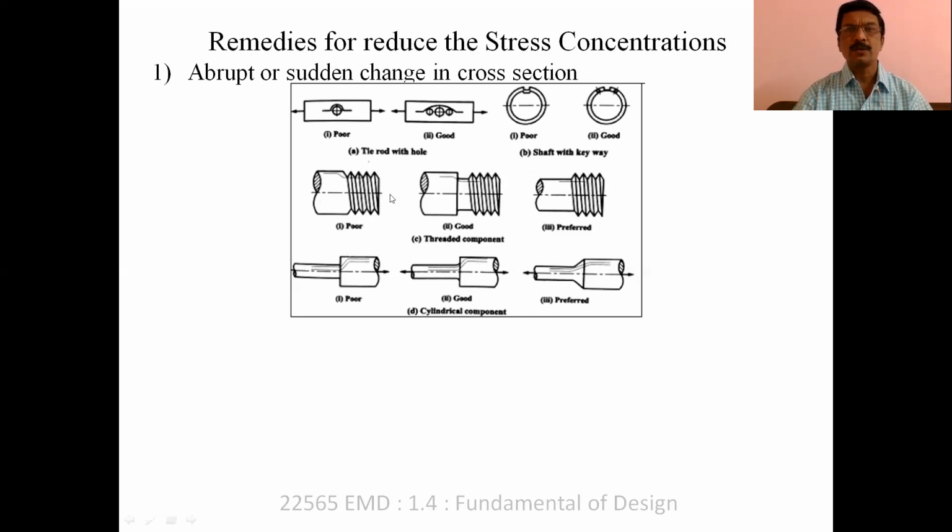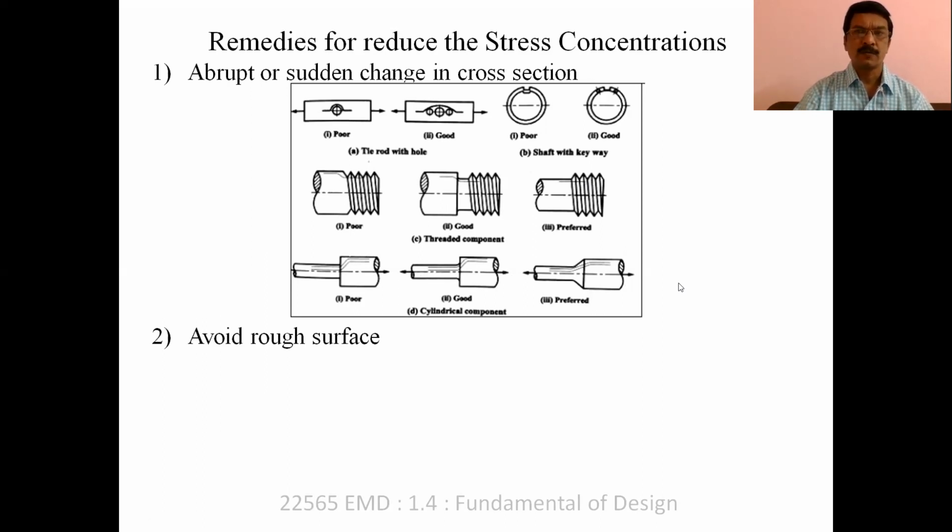If you look at the threaded components, you'll find that they are the major components where stress concentration occurs. We cannot avoid that, but we can reduce it by giving a simple modified shape. You can see this is one. This is the preferred one. In the preferred threaded component, you will find that the stress lines are not going to concentrate anywhere. So wherever there are steps or a sudden change in cross section, you can reduce it, and that is shown in the third one.